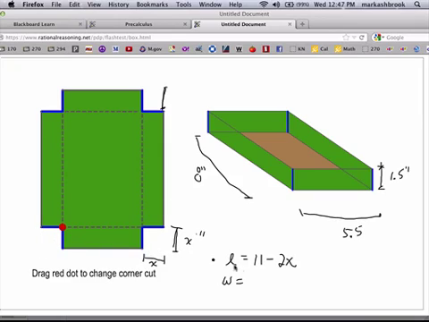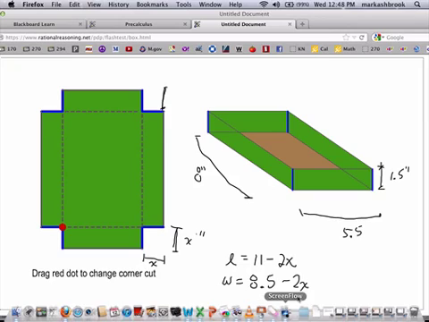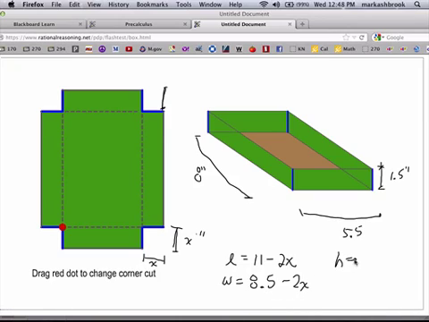Now the width, in terms of x. The original width was 8.5, but how much are we taking away from the width? An x on this side and an x on this side, so minus 2x. And what's the height equal to in terms of the cutout? It's always x.